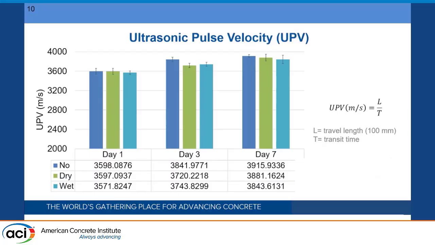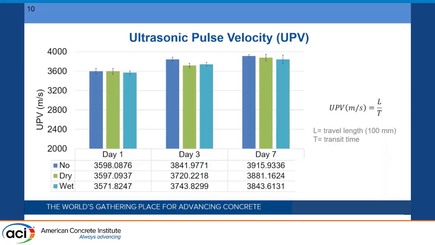Now we have the results from the ultrasonic pulse test. The first parameter that we looked into is UPV, or ultrasonic pulse velocity. The value of UPV increased with curing age, which represents the progress of hydration and more continuity in the microstructure as the specimens are hydrating.